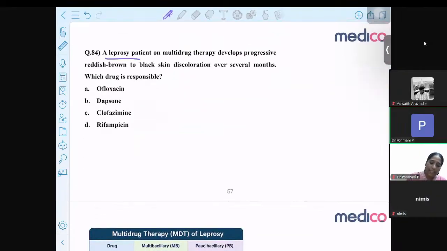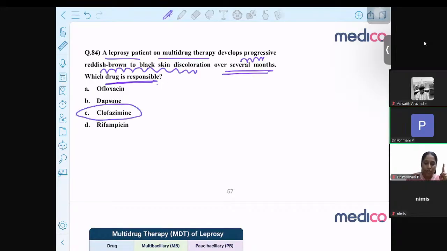A leprosy patient was on MDR therapy. On therapy, he develops progressive reddish brown to black skin discoloration over several months. Which drug is responsible? In TB, we saw a drug that is going to change the color of the urine. What is that? That is rifampicin. Same way in leprosy, this is going to cause skin discoloration. What drug is that? It is clofazimine.